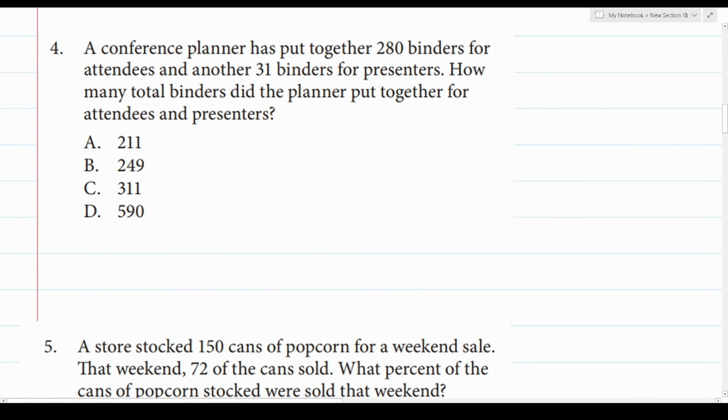All right, so number 4 says a conference planner has put together 280 binders for attendees and another 31 binders for presenters. How many total binders did the planner put together for attendees and presenters? So this is simple addition. We have 280 plus 31. 0 plus 1 is 1. 8 plus 3 is 8, 9, 10, 11. So we're going to drop down a 1 and carry a 1. And 2 plus 1 is 3. So we can see that this one is going to be C, 311.